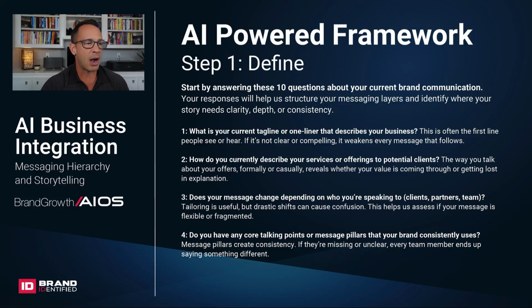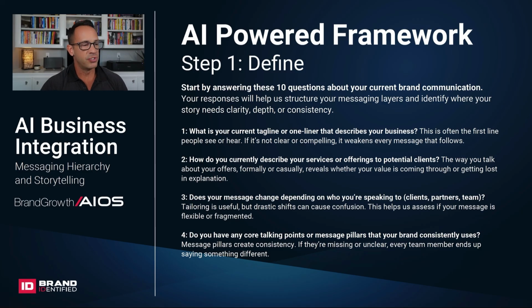Question number 2 is, how do you currently describe your services and your offerings to potential clients? The way you talk about your offers, formally or casually, reveals whether your value is coming through or getting lost in the explanation. Question number 3 is, does your message change depending on who you're speaking to, whether that's clients, partners, or your team? Tailoring is useful, but drastic shifts can cause confusion. This helps us assess if your message is flexible or fragmented.